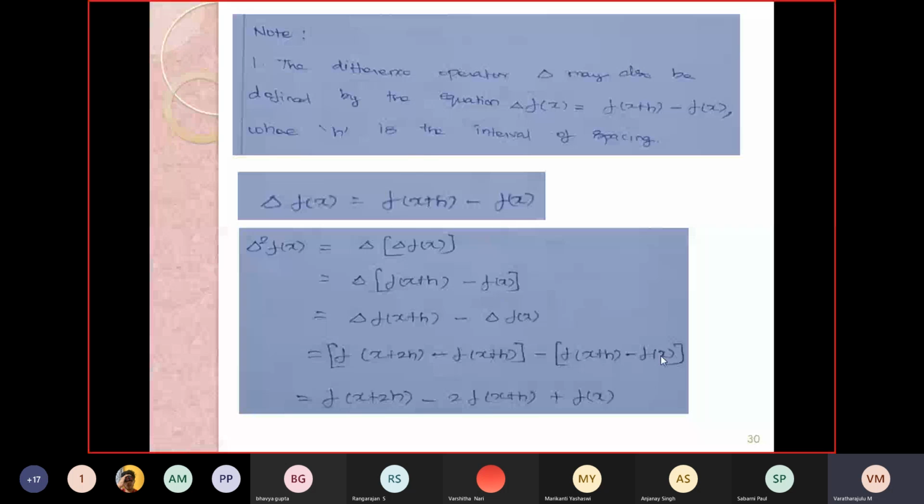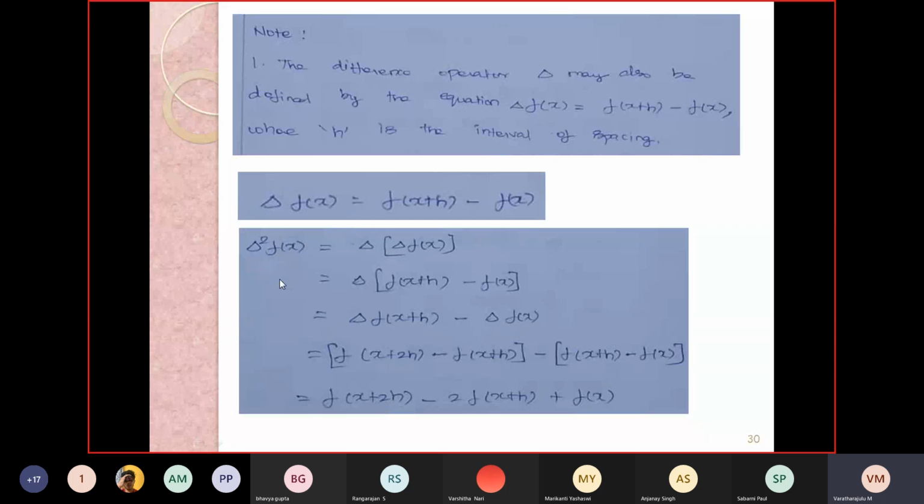What do we need to remember? We need to start with f of x, apply the minus symbol, and the term prior to it is f of x, where we adjoin the h over the x. Similarly, here we need to start with f of x plus h. Already we have an h, therefore I am adding one more h. Therefore, we are getting f of x plus 2h minus f of x plus h, minus f of x plus h minus f of x. Therefore, we will get f of x plus 2h minus 2 into f of x plus h plus f of x. This is the second difference of f of x.